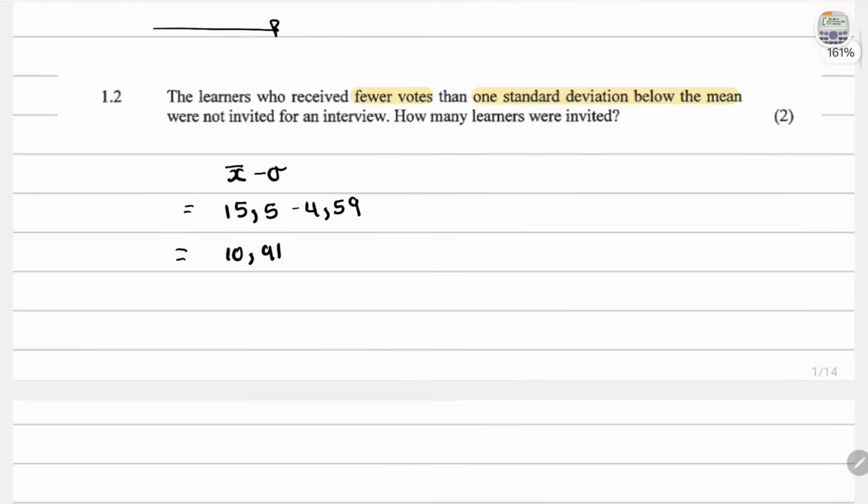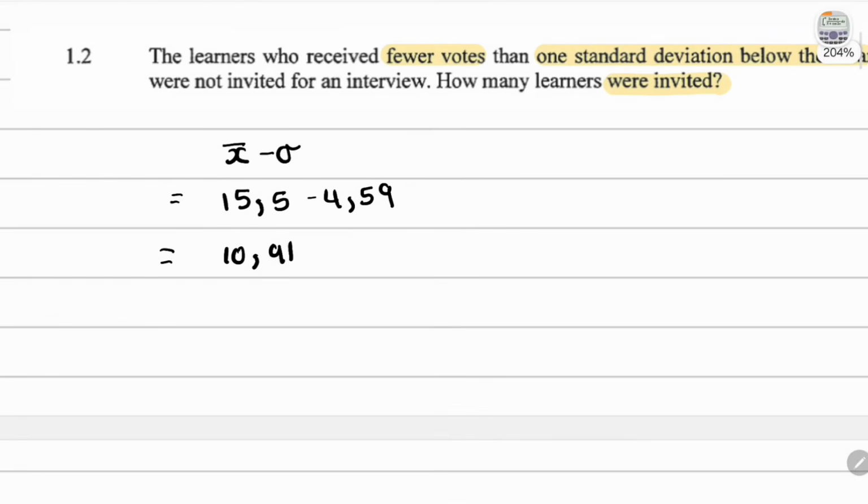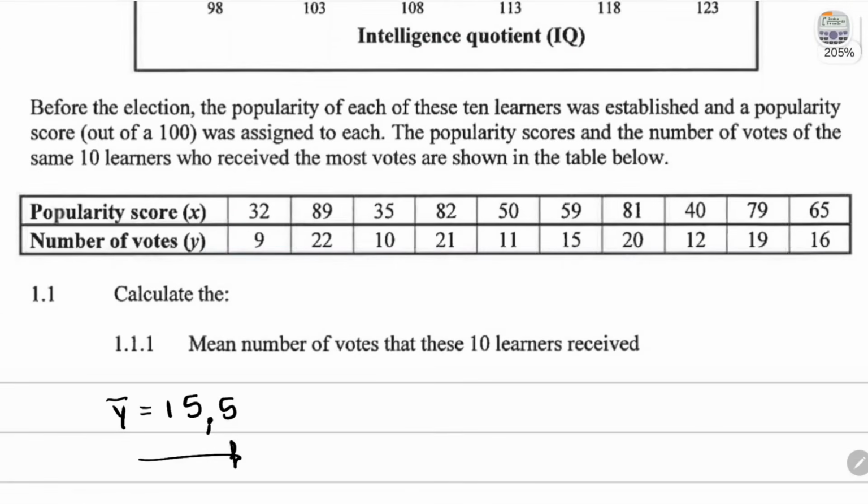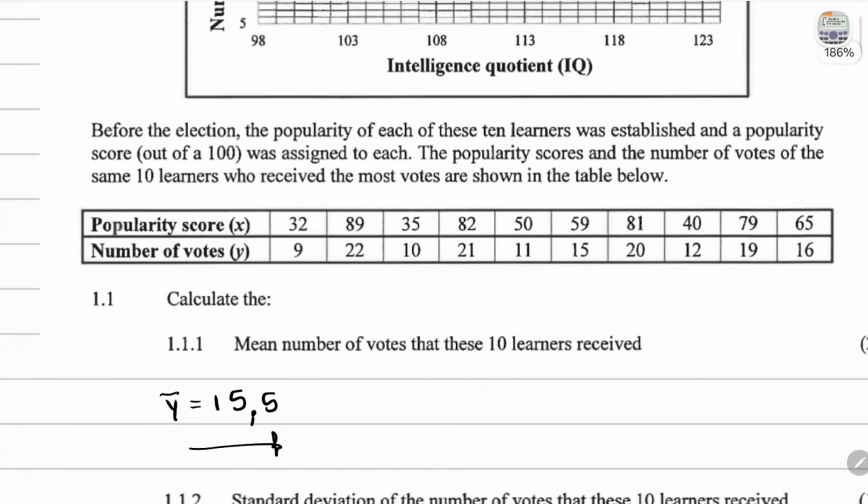Now we're going to look for the votes that are fewer than 1 standard deviation below the mean. This is a standard deviation below the mean. So let's look for the votes that were fewer than this. Technically, they said the learners who received fewer votes were not invited, and they want to know how many learners were invited. So if the learners who got fewer than this were not invited, then everybody who was invited was learners who got more than this. So you could also look at it like that. Okay, so 10.91. Fewer than 10.91, we know that there are a total of 10 votes because 10 learners.